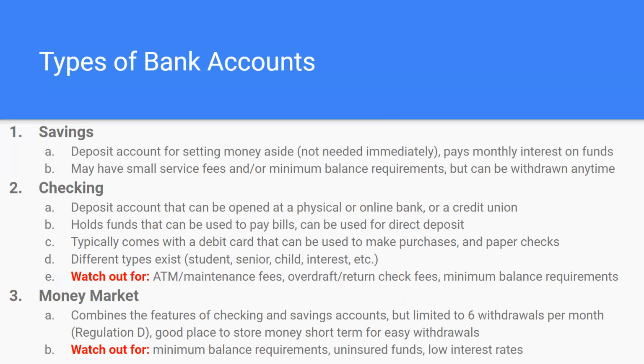There's also money market accounts, which aren't as common, but they combine the features of checking and savings accounts, but are limited to 6 withdrawals per month. But it's a good place to store money short term for easy withdrawals. A lot of times they're used by businesses, so this may not apply to you, but those also may have minimum balance requirements and low interest rates.